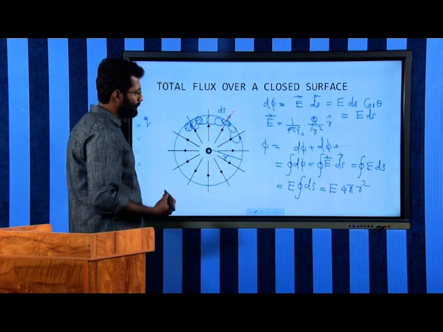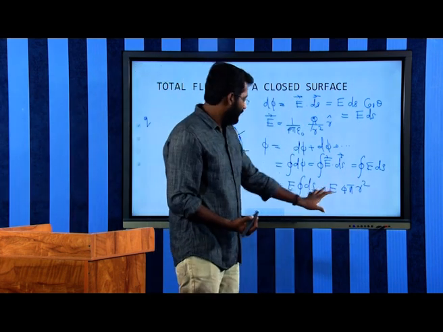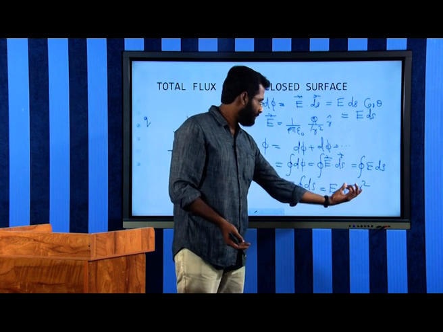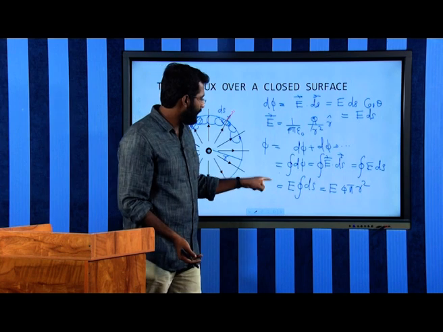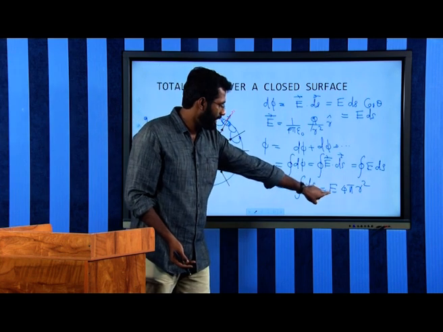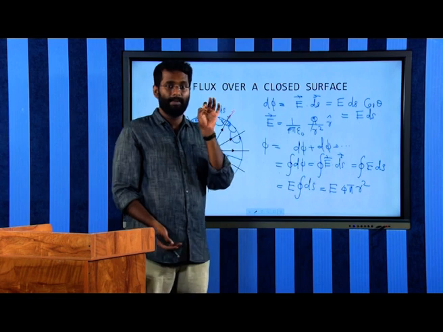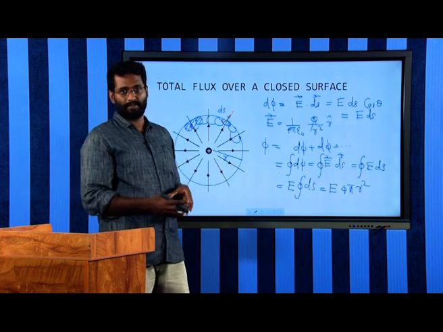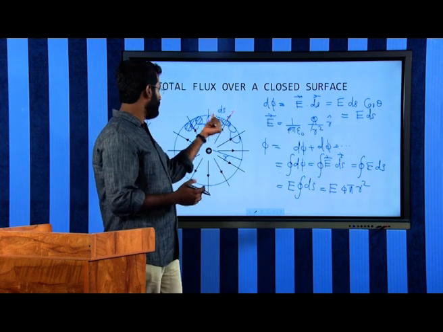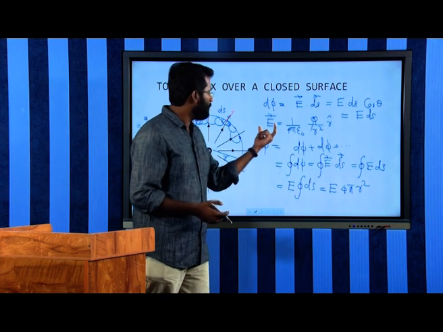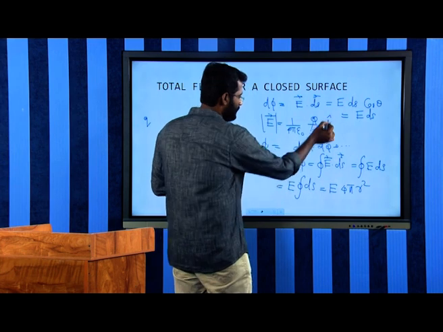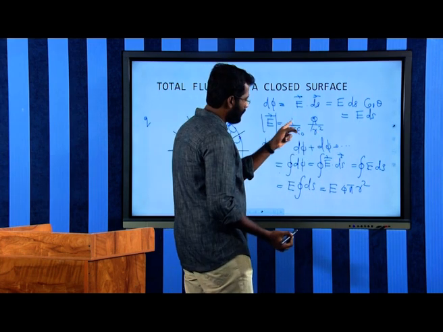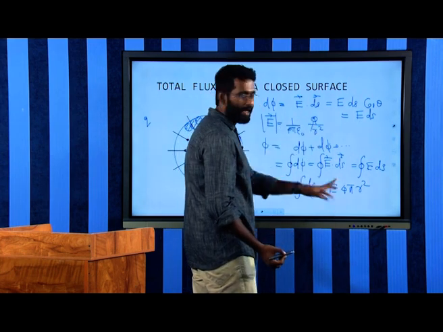Now we got E into 4 pi r square, where 4 pi r square is the total surface area of the sphere. Now we can substitute here instead of E. E stands for the magnitude of the electric field at that surface, not the direction. Direction varies at each point, but for the magnitude alone we can avoid this r cap and put 1 by 4 pi epsilon 0 q by r square here.